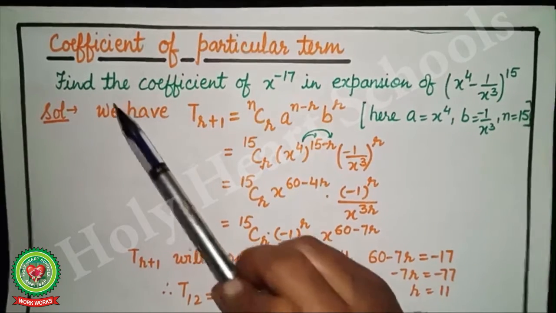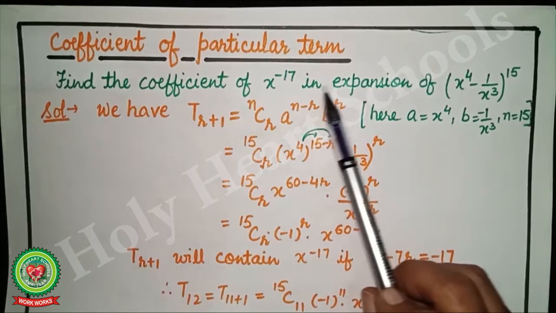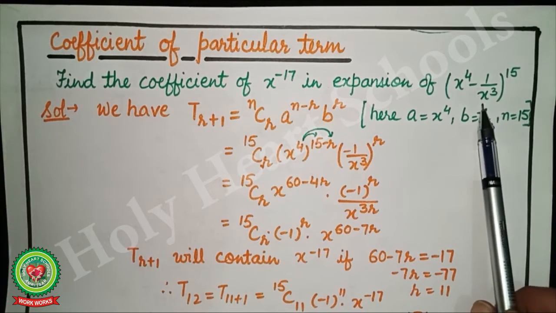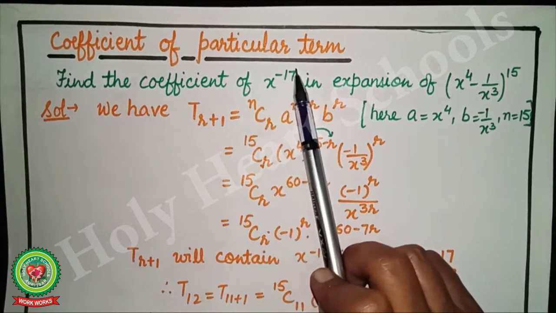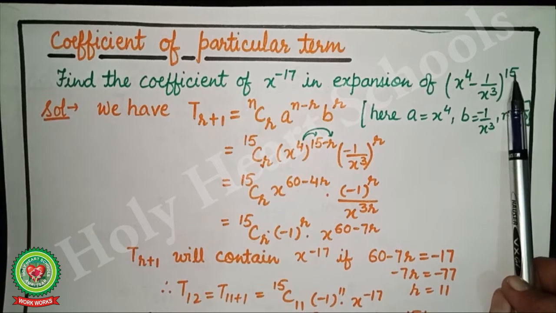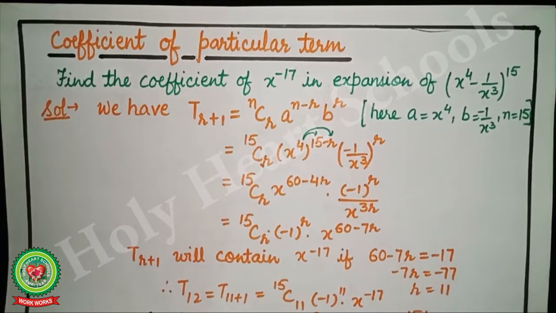For example, find the coefficient of x^(-17) in the expansion of (x^4 - 1/x^3)^15. Now, here both the terms contain x, but we have to find the coefficient of x^(-17). Here the power is 15, so it is very difficult to expand the terms till 16 terms, then find the coefficient of this term. So we will use the general term formula for solving it.